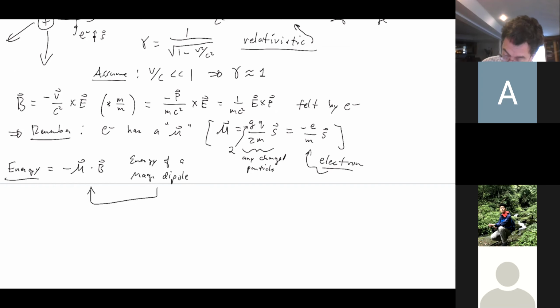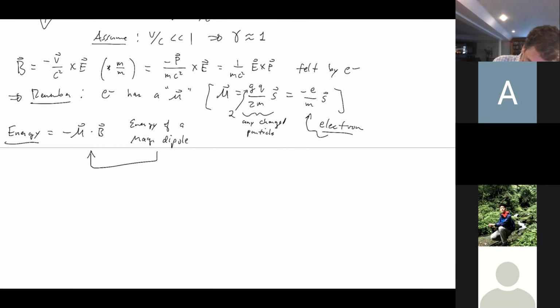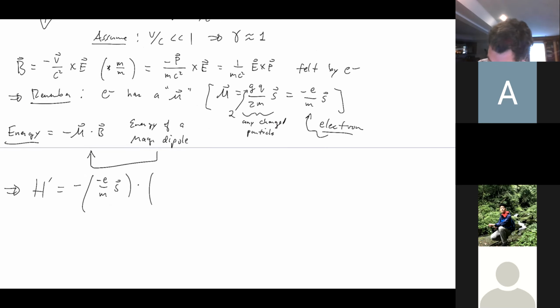All right. And so that means then, let's just plug it in. So then that means that our Hamiltonian, H, and I'll use this terminology now, H prime, this new energy term, is equal to, let's just plug it all in. Negative mu is going to be negative times negative e over m S, that's the mu, dot B. And the B is that weird formula we just derived, which is 1 over mc squared E cross P.